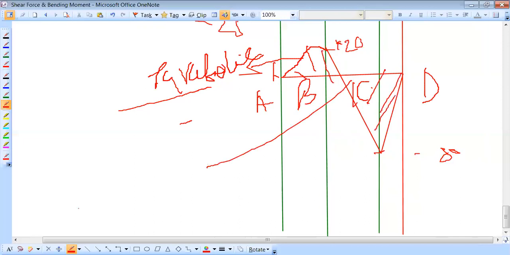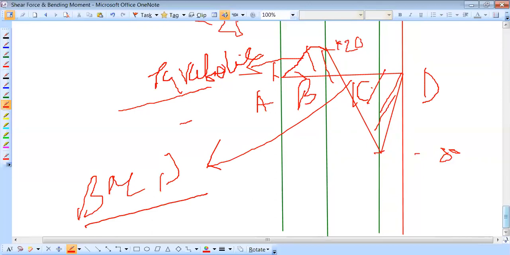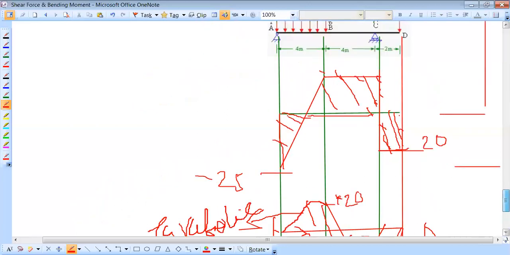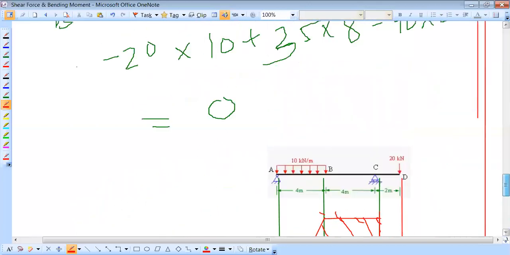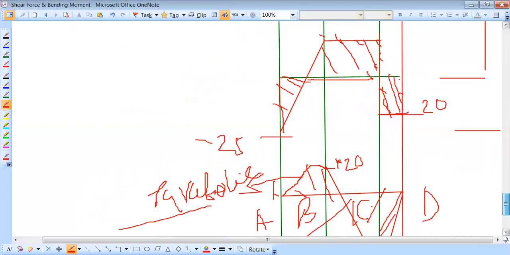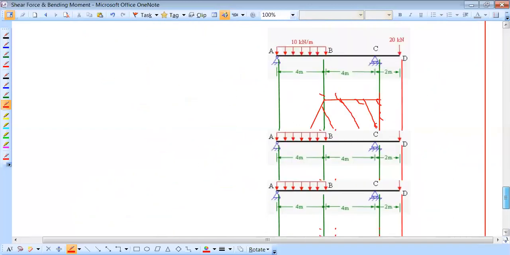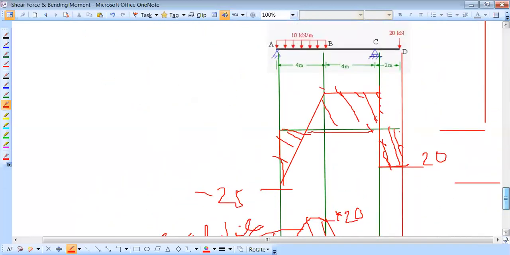This is the BMD diagram. So this way you can easily draw the SFD and BMD for overhanging beams. I think you understand what I am trying to explain. It is an overhanging beam with combined loading conditions. I will solve one or two more problems on the overhanging beam, then it will be more clear. So thank you students for watching this video.